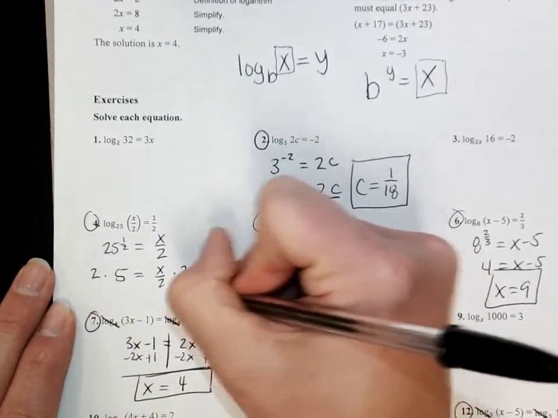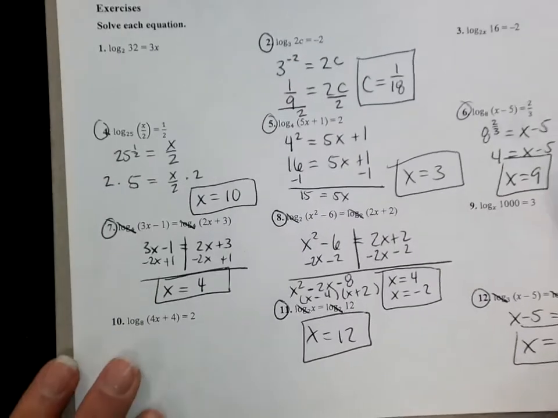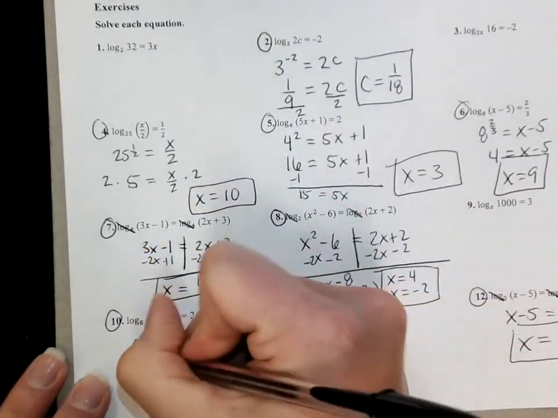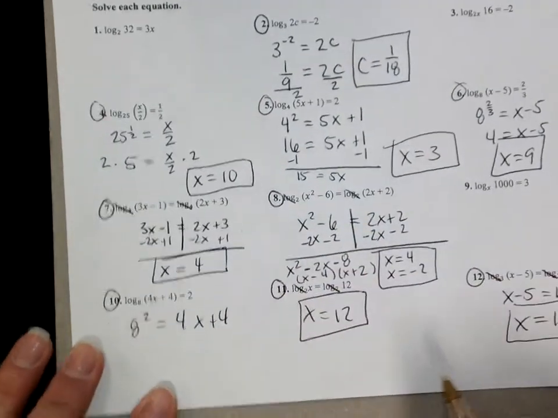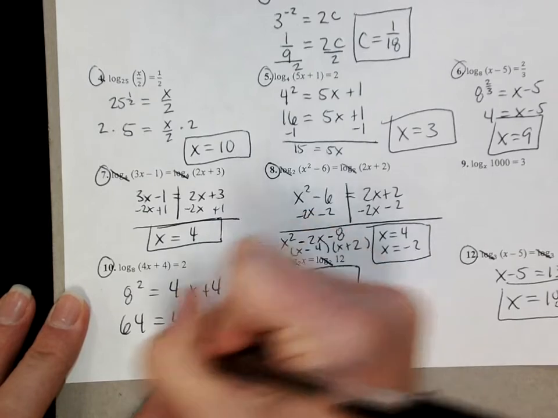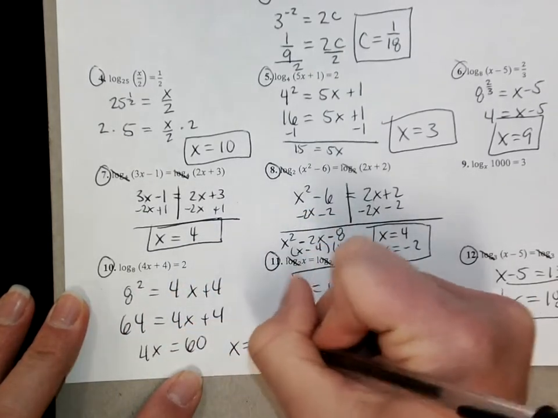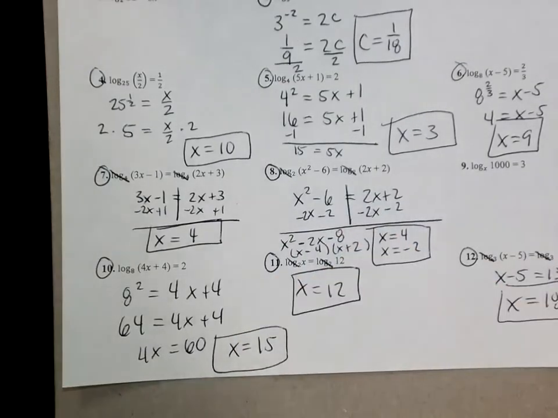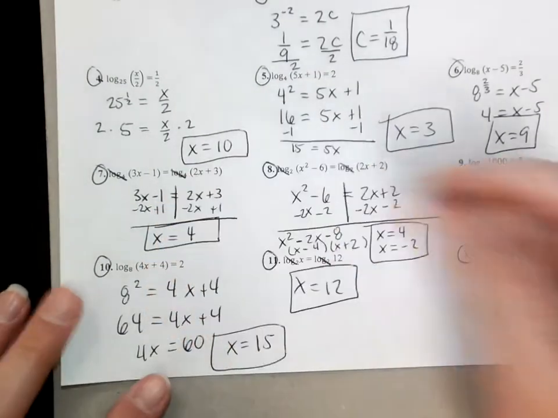X equals 10. And one more that's set up like that one. That's number 10 right here. 8 to the second power equals 4x plus 4. 8 squared is 64. 4x plus 4, that gives me 4x equals 60. That gives me x equals 15. All right? So that's when you're solving for the thing that's inside the log.